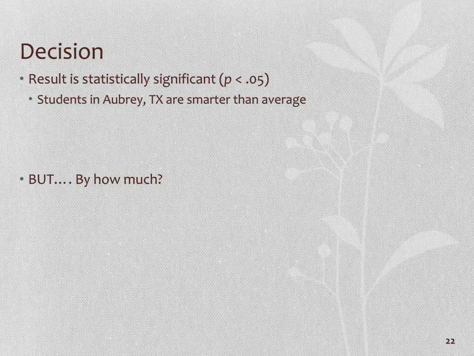When we have a p-value that is less than this magical number of 0.05, we say that the result is statistically significant. Another note about terminology here. Please do not say that these are significant. To say that these kinds of results are significant implies something that we simply don't have information on yet. So when you are trying to express that the p is less than 0.05, make sure you go ahead and say statistically significant. That tells us that there is a difference here. So students in Aubrey, Texas are smarter than average.